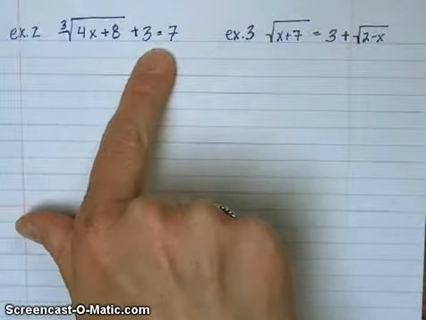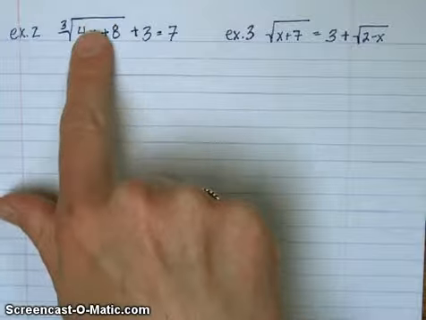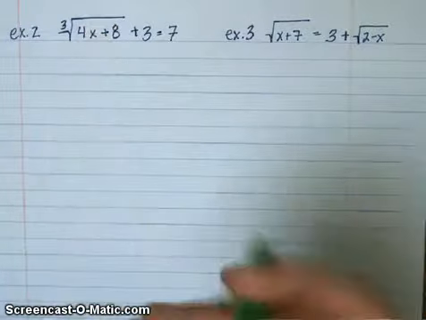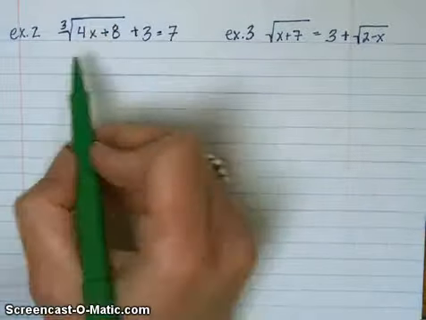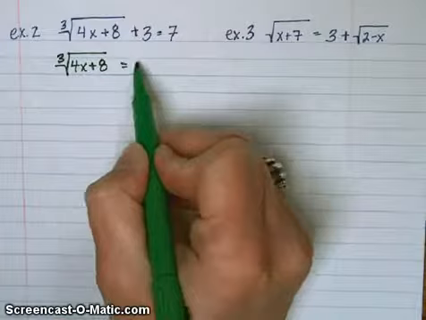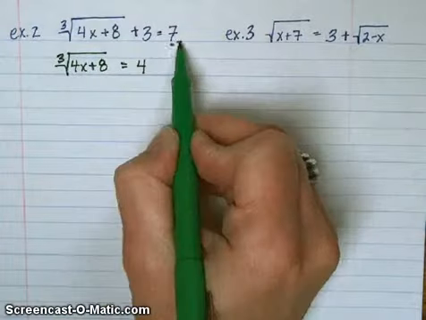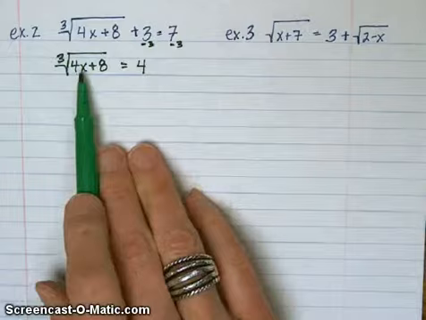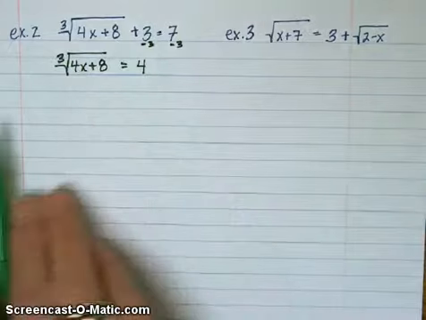So remember, we want to isolate this radical, so we need to move the 3 to the other side. If I move the 3, I'm going to have the cube root of 4x plus 8 equals 4, right? I'm going to subtract 3 from both sides. And now to lift the cube root, what do you think we're going to have to do?